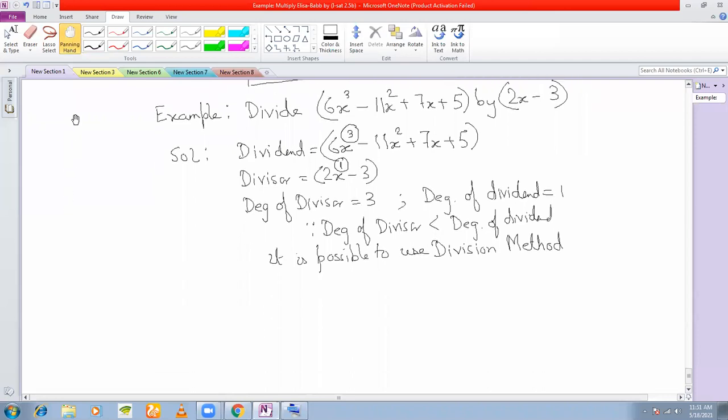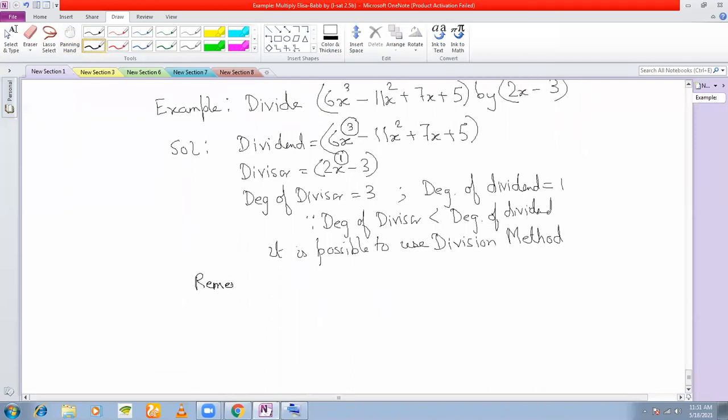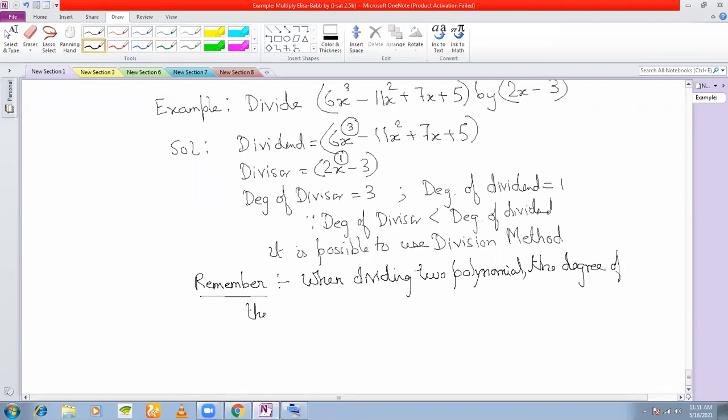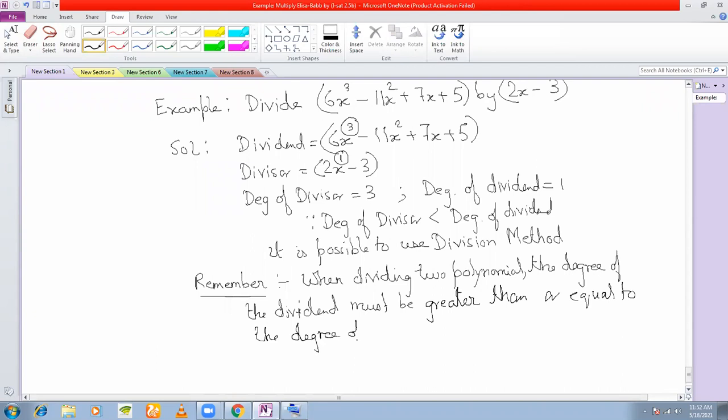Okay. Now, what you must remember always is that when dividing two polynomials, the degree of the dividend must be greater than or equal to the degree of the divisor. Okay.